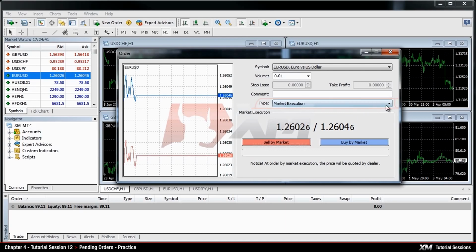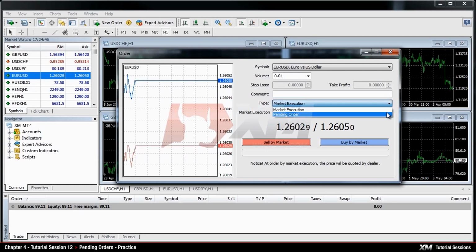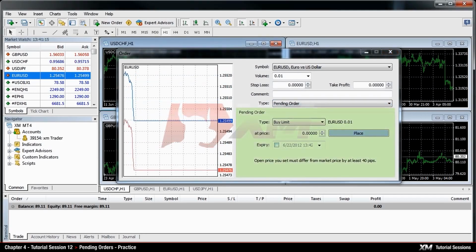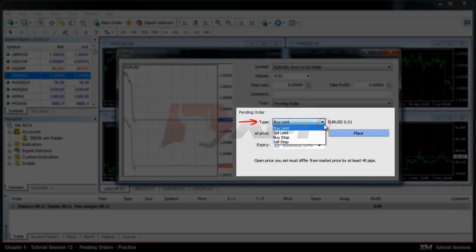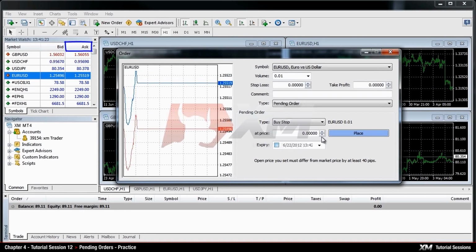In the Type option box, first you need to change Market Execution for Pending Order. Now a new section is displayed, with 4 options in the Type box. We will start with the Buy Stop option. All buy orders need to be opened at the ask price and closed at the bid price, and at a certain distance from the price now, that is, at the higher or lower future price.